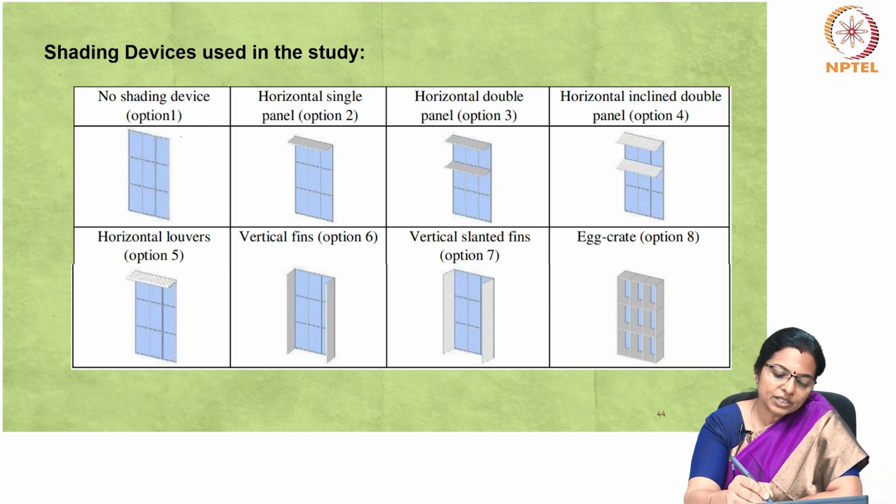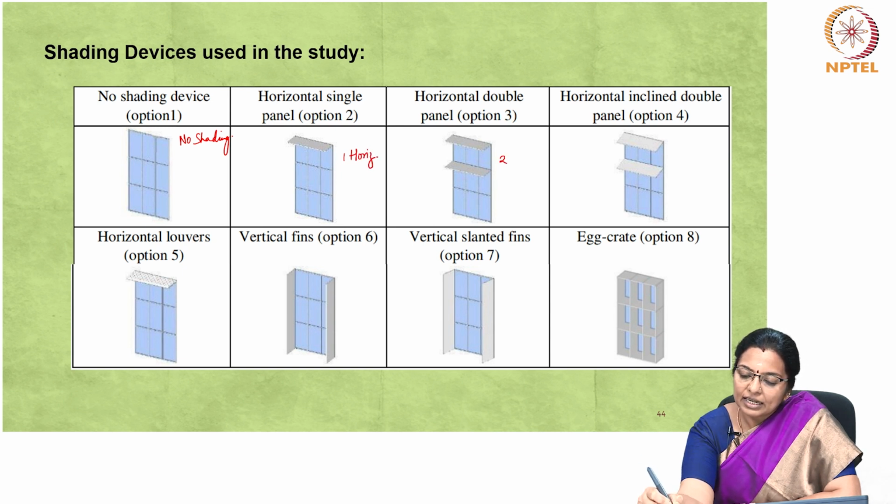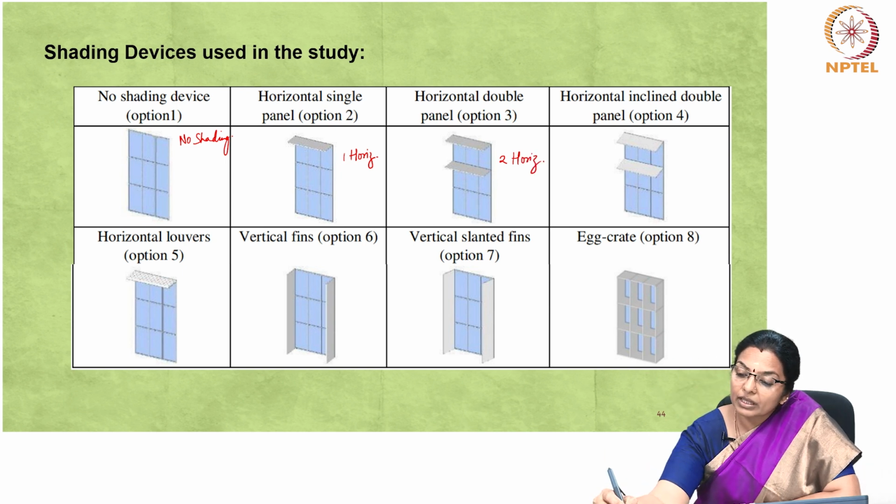The first option is no shading. The second option has one horizontal shading device. The third option is 2 horizontal shading devices. The fourth option is double inclined, so 2 inclined horizontal shading devices.